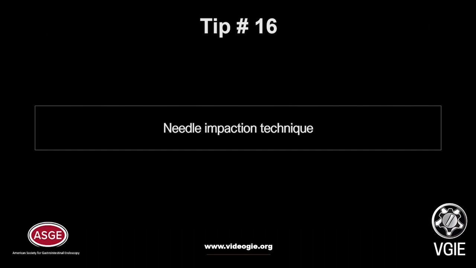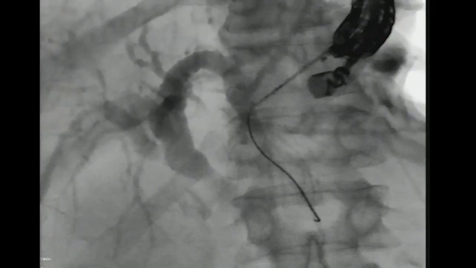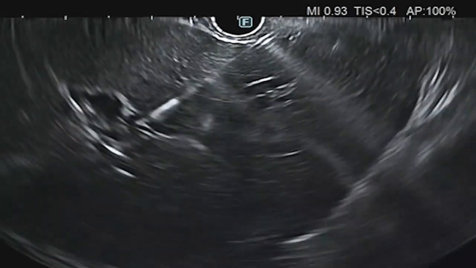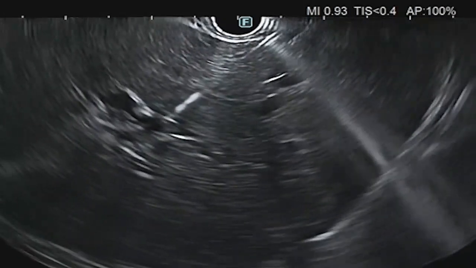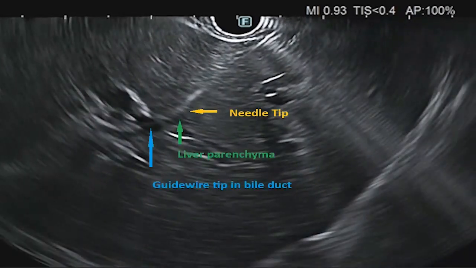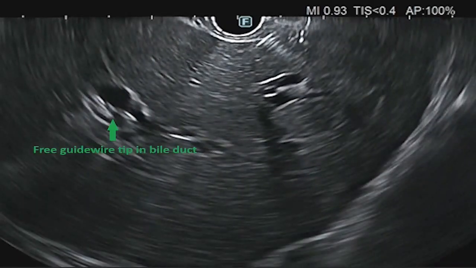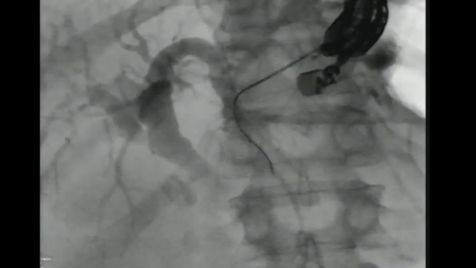Needle impaction technique. In this technique, while leaving the guide wire in place, the needle is withdrawn slightly until the bevel exits the bile duct wall and is positioned 2 to 3 millimeters within the liver parenchyma. In this position, the guide wire immediately exiting the needle tip is supported by the liver parenchyma and stays aligned with the longitudinal axis of the needle.